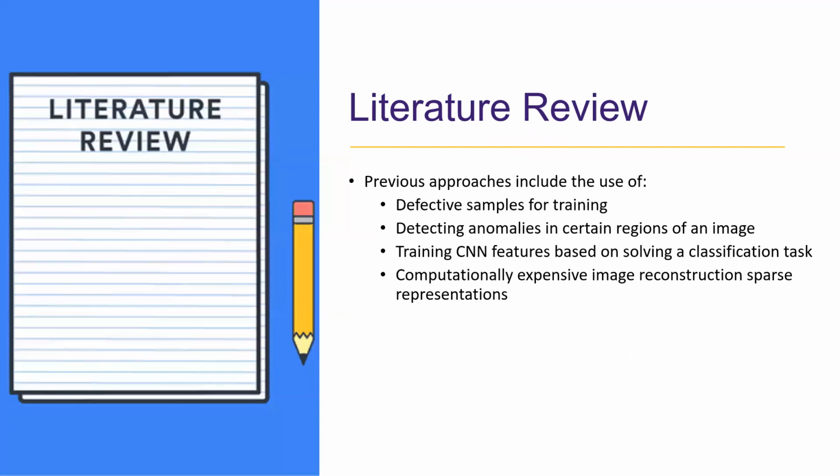Some previous approaches in the literature still use defective samples for training or involve detecting anomalies in certain regions of an image, not capturing potential defects across the entire image. Other approaches involve training the CNN features based on solving a classification task rather than an anomaly detection task, and some involve utilizing computationally expensive image reconstruction or sparse representations to identify anomalies. So lower image resolutions are used, which in turn lowers the accuracy of the anomaly detection task.